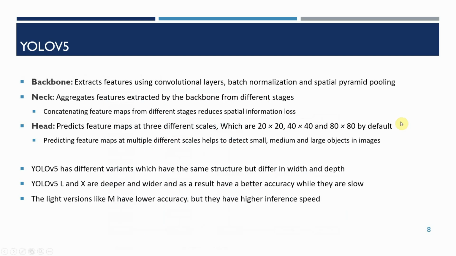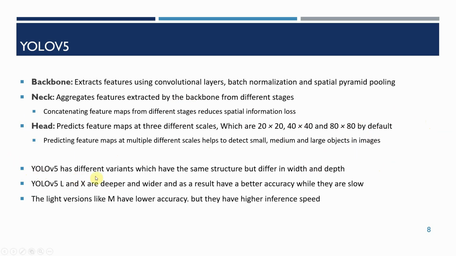The backbone extracts features using convolution layers, batch normalization, and the spatial pyramid pooling. Neck aggregates features extracted by the backbone from different stages, and concatenating feature maps from different stages reduces the spatial information loss due to many pooling layers. Head predicts feature maps at 3 different scales, which are 20 by 20, 40 by 40, and 80 by 80 grids. Predicting feature maps at multiple different scales helps to detect small, medium, and large objects in images.